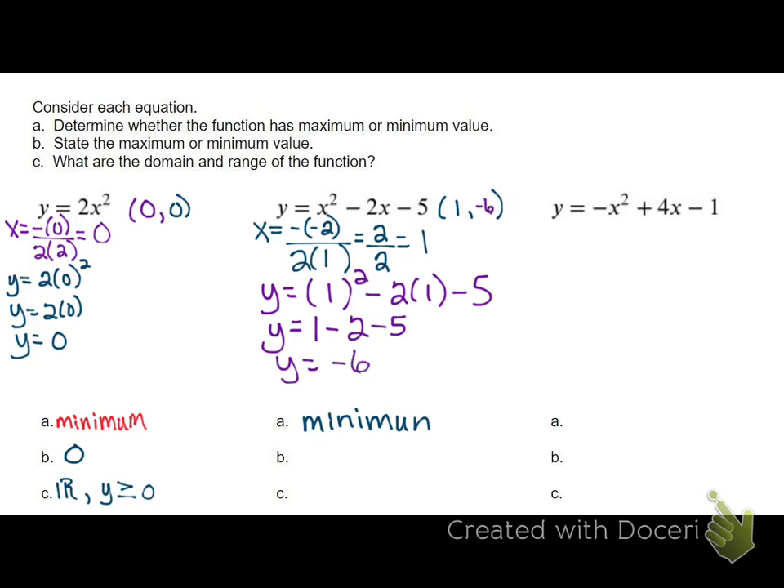Good. So the minimum value is negative 6. The domain, all real numbers. And then the range is y is greater than or equal to, because that's what we use for our minimum. And then what is it? Y is greater than or equal to what? Negative 6. Nice job.